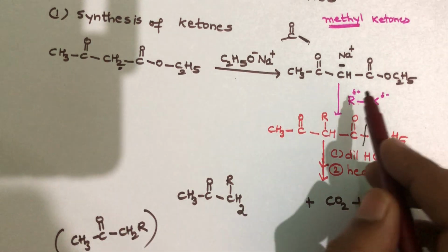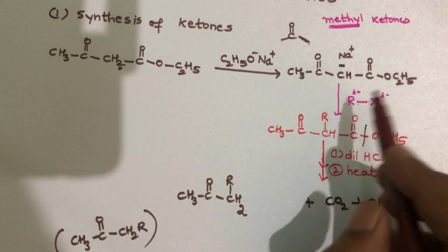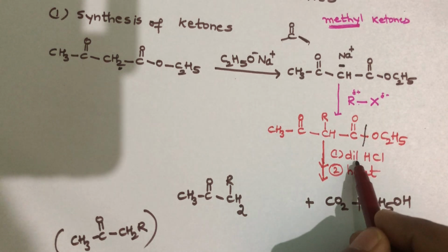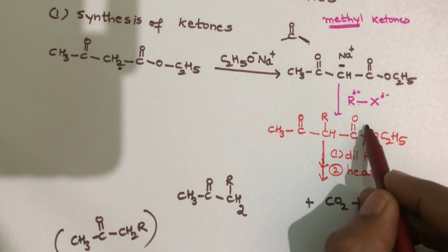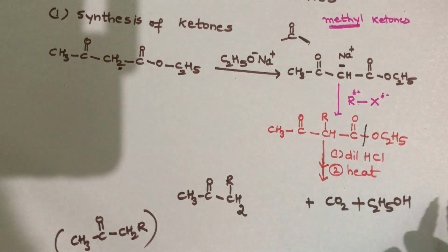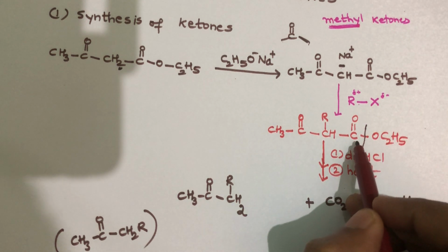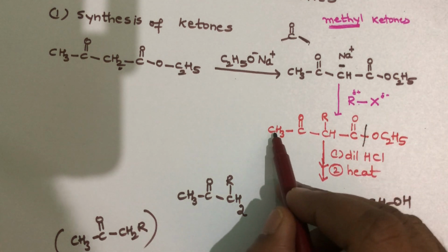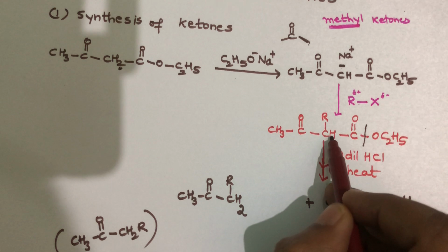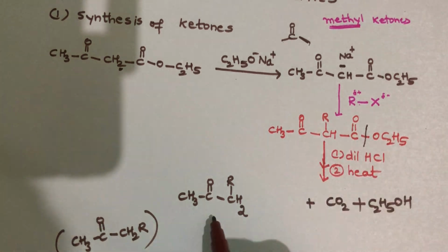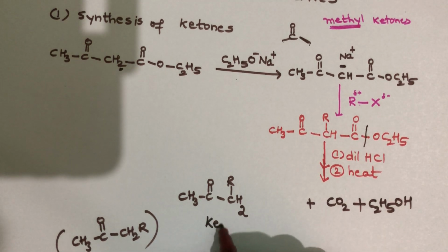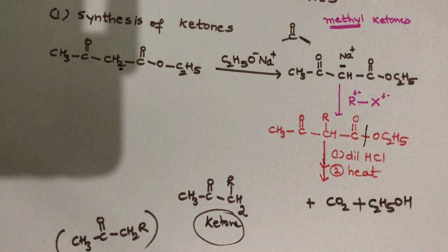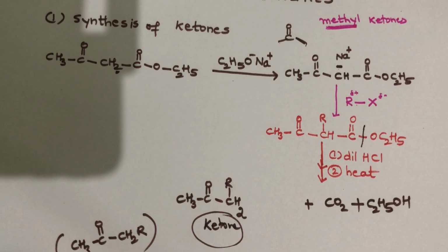Are you getting this? So the alkyl part attacks here. So this is what you get. When it is treated with dilute HCl, it undergoes hydrolysis. So this bond breaks. You get an alcohol as a side product, and OH attaches here. When it is heated, loss of carbon dioxide takes place. CO2 goes off, and what you get? CH3, C double bond O, CH, the H of an acid, CH2R is what you get. So this is the ketone that you are going to get. Okay, this is the method of preparation of ketones by using ethyl acetoacetate.